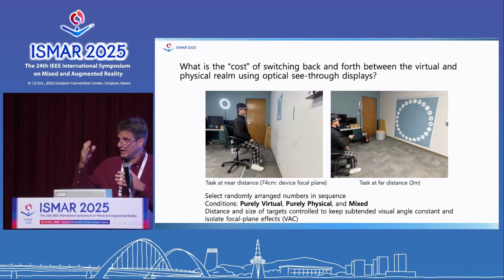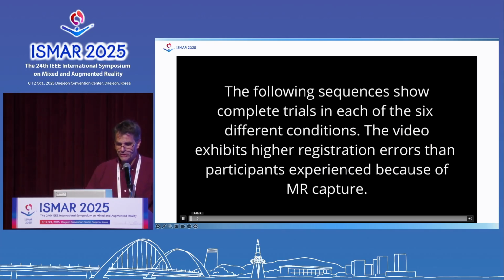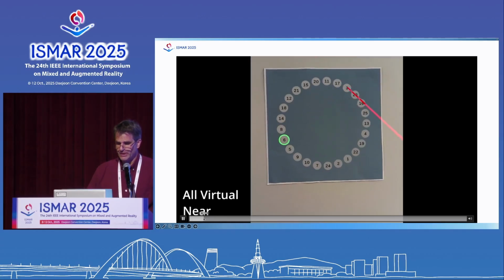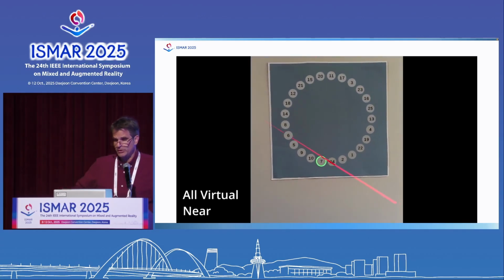And we kept the appearance of the targets the same at the two distances, so that the subtended visual angle is the same, right? So the appearance to the person with a bigger poster at a longer distance is the same as when you're close by with a smaller poster. Okay, so this way we could isolate the VAC effect, actually. So let me show you what this looks like. I can't show you the entire sequences, but here is the virtual condition, purely virtual.